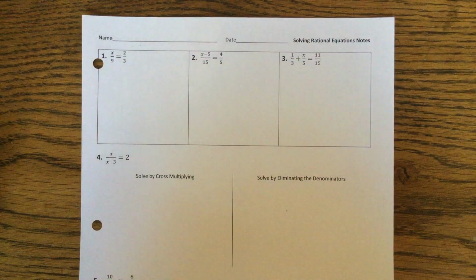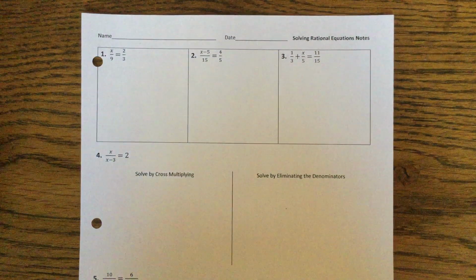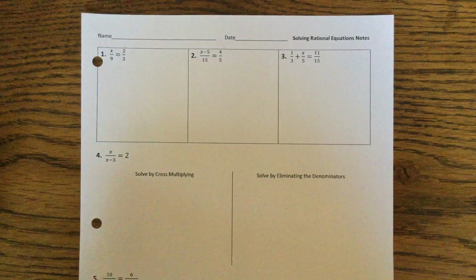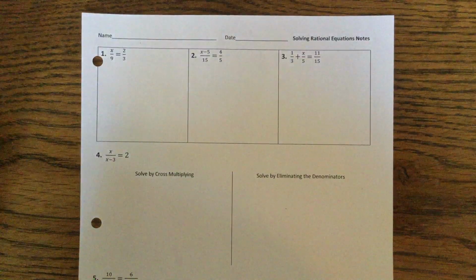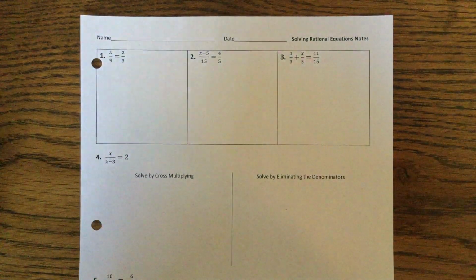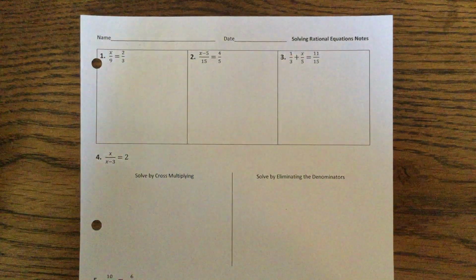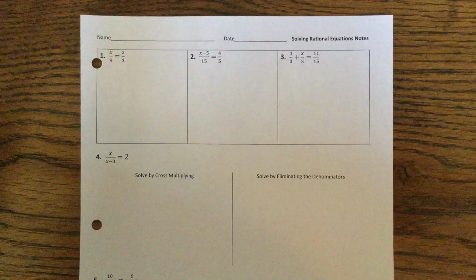So we're going to do some examples today, and you're going to have a chance to try some problems on your own at the end with solving rational equations. So we're going to start with a problem like number 1, which is sort of the middle school version of what we're learning about now.